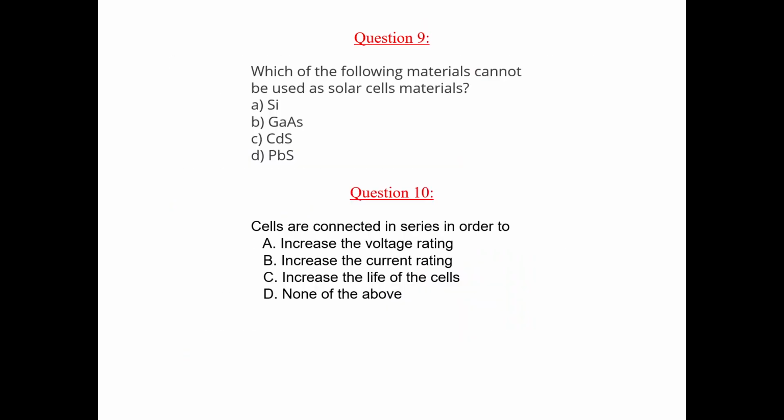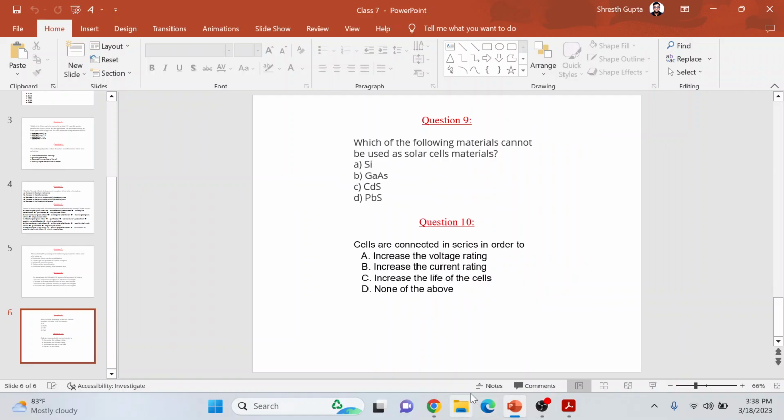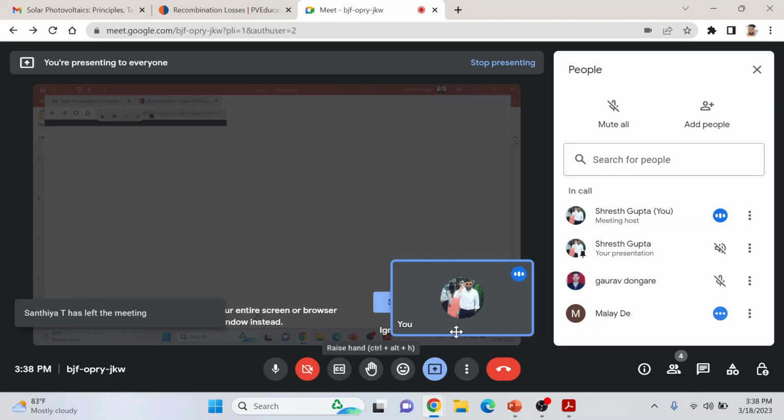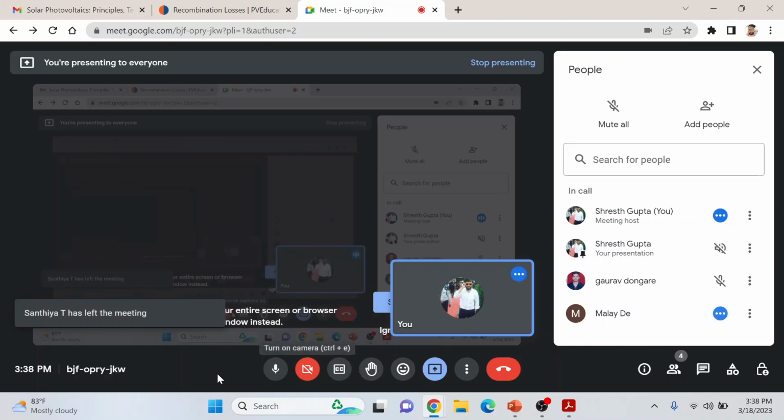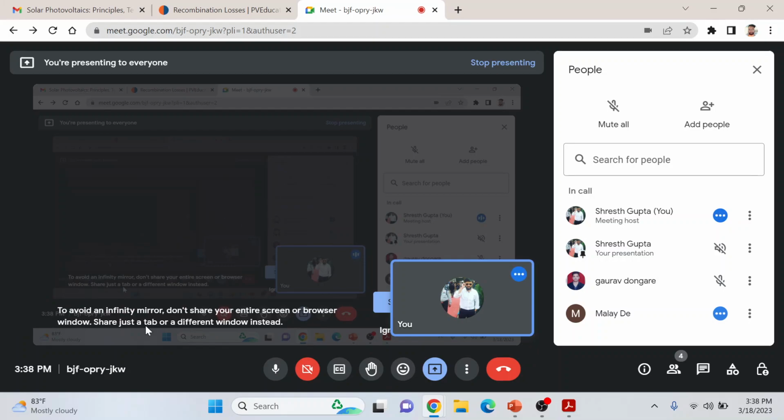Okay, let's move to the next question. Question number 9: which of the following materials cannot be used as solar cell materials? The options are silicon, gallium arsenide, cadmium sulfide, or lead sulfide. Same concept, same question. So, lead sulfide. Others are also there. Let me ask them also. Gaurav, can you explain this answer? Can you tell what the answer is? Why lead sulfide? Gaurav, are you there?